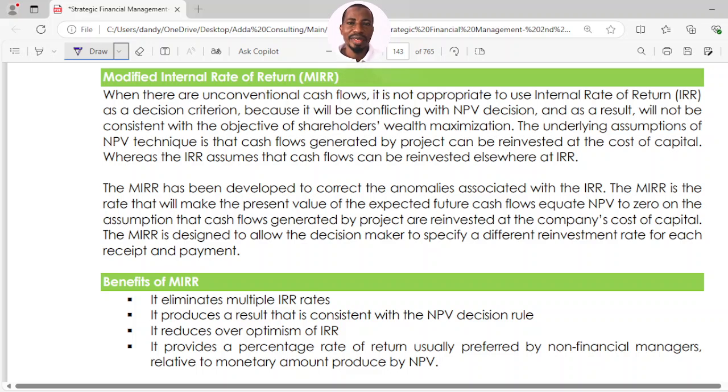Hi everyone. In today's class, we are going to be treating the modified internal rate of return, project duration, and discounted payback period. If time permits, we may also treat the non-discounted cash flow methods of investment appraisal. But our focus for today's class will be the modified internal rate of return, project duration, and then the discounted payback period. All right.